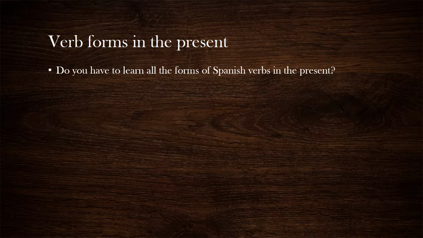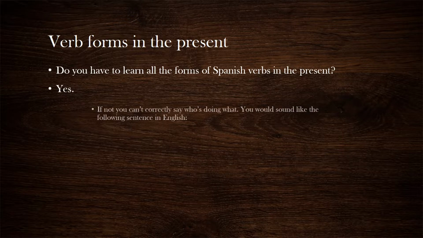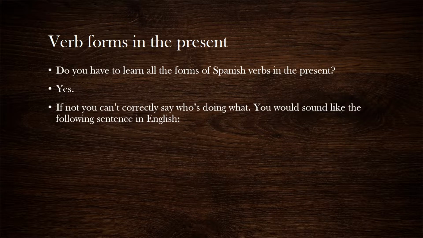Verb forms in the present. Do you have to learn all the forms of Spanish verbs in the present? Yes. Now you can't correctly say who's doing what. You would sound like the following sentence in English: Work, ball, night, run, Pedro, dog, fireman, say, catalytic converter, eat.